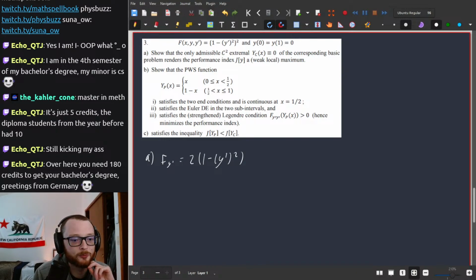This needs chain rule. Is that the right chain rule? Yeah. I'm going to multiply this in. 4y prime cubed minus 4y prime.